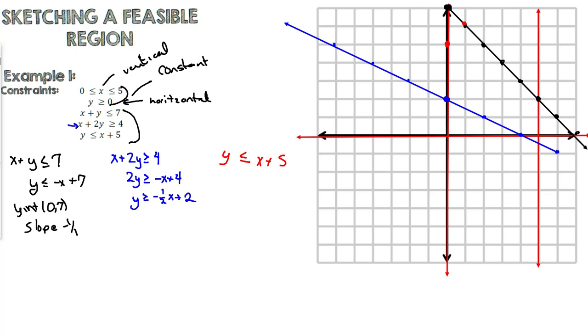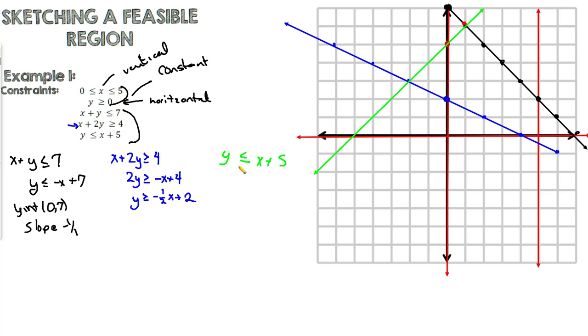And so we now have our regions graphed. Oh, I should have done that in a different color. Let's go back and make that green. Okay. So we now have that region created.